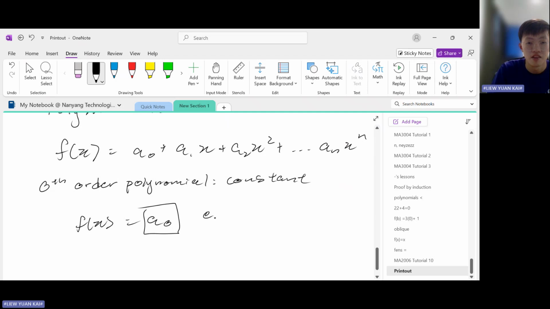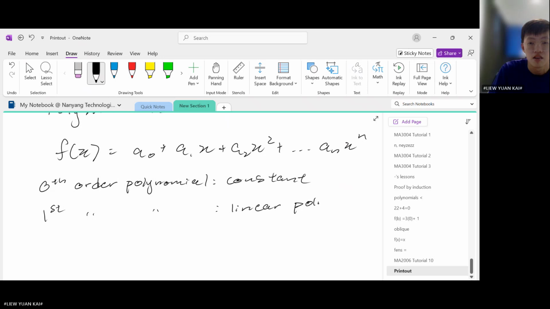For example, 5 is a constant. Another example, 17 is a constant. It's just a number. That's it. So nothing interesting. So that's a 0th order polynomial. Now, what about a first order polynomial? You call this a linear polynomial. So let's take a look. F of x, if it is a linear polynomial, it would be a naught plus a1x.